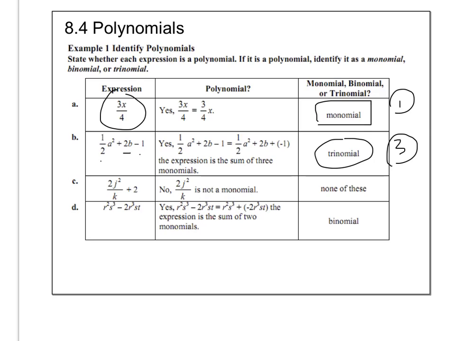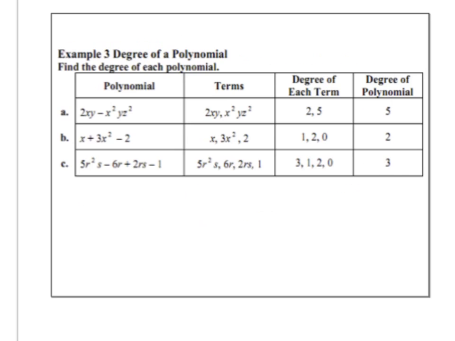The next one they go through is just an example of not a monomial. So again, it's dividing by that letter. You can't divide by a letter and have it be a monomial. Last one, well, there's two. So you guessed it, right? It would be binomial, meaning two. So there's two different terms put together. On to the next slide.